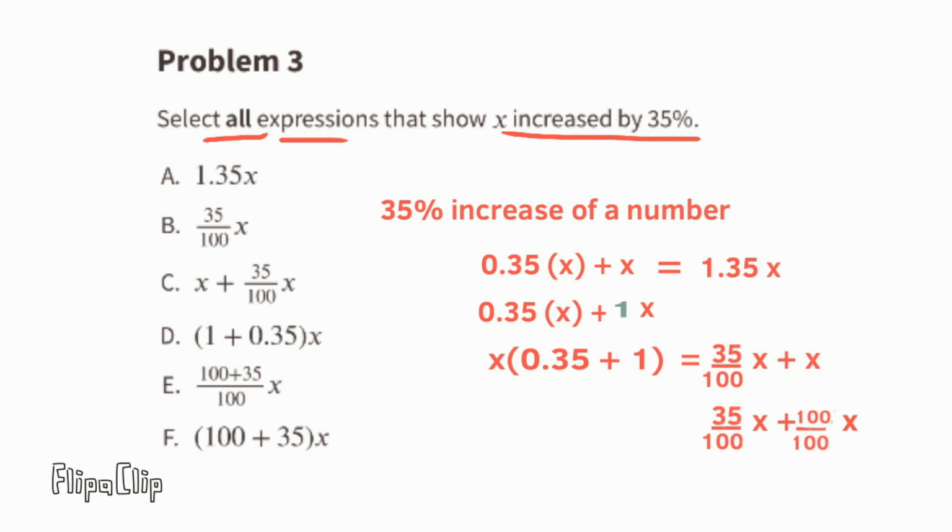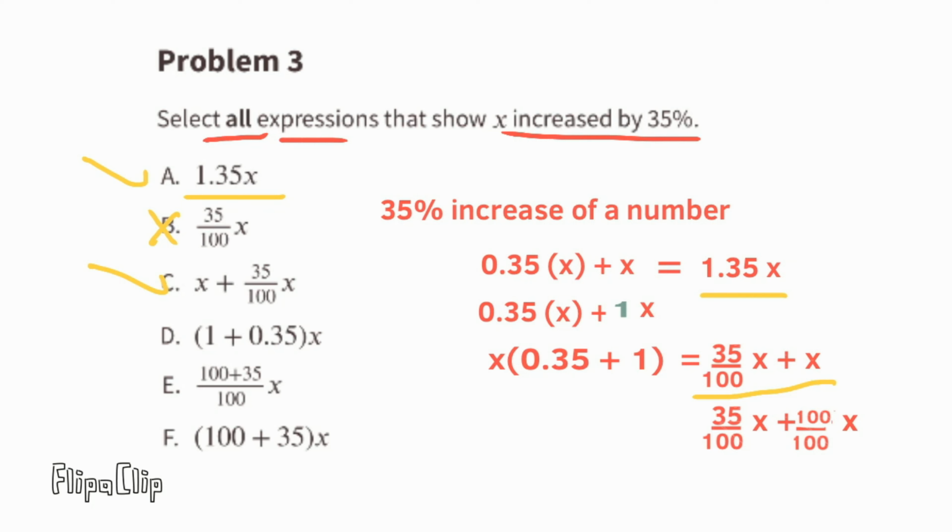Take a look at expression A, 1.35x. That's an expression that we came up with, and we can choose that one. Take a look at expression B, 35 over 100 times x. That's just part of one of our expressions. We would have had to have added another x to this one, so we can't choose B. Take a look at expression C, x plus 35 over 100 times x. That's the same as 35 over 100x plus x, so we can choose C.